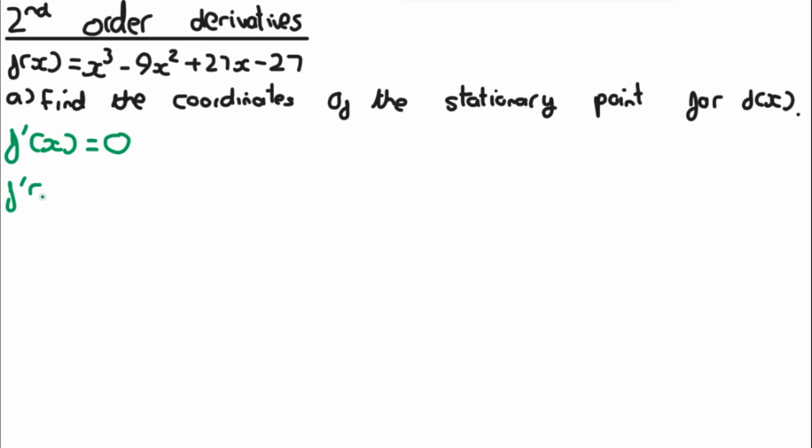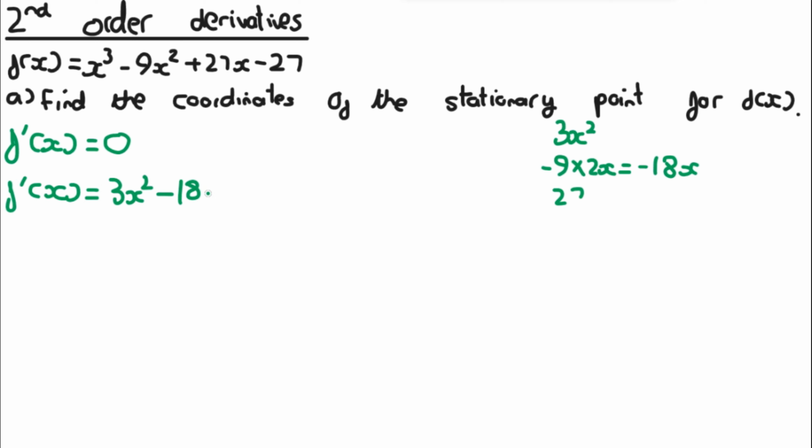So f dash of x is equal to, and then we differentiate the terms individually, it's going to be 3x squared and then minus 9 times x squared is 2x, so it's going to be minus 18x, and then it's just going to be 27, and then the minus 27 on the end goes away. So f dash of x is equal to 3x squared minus 18x plus 27, and we need to find when this is equal to 0.